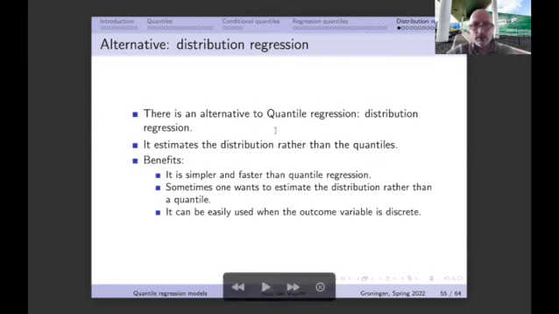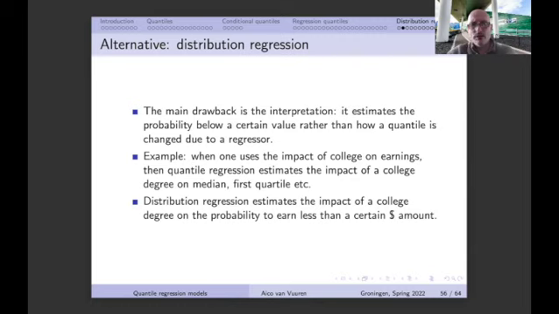So these are the benefits of distribution regression, and in that sense also the drawbacks with respect to quantile regression. But what about the drawbacks with respect to distribution regression? Well, you can say that there's actually only one important drawback, a very important one, and that's the interpretation. In general, it's much easier to think in terms of quantiles than in terms of distributions. Let's look at a very simple example.